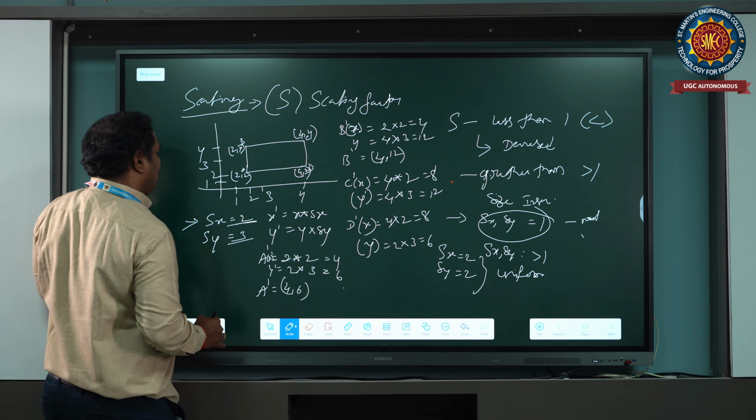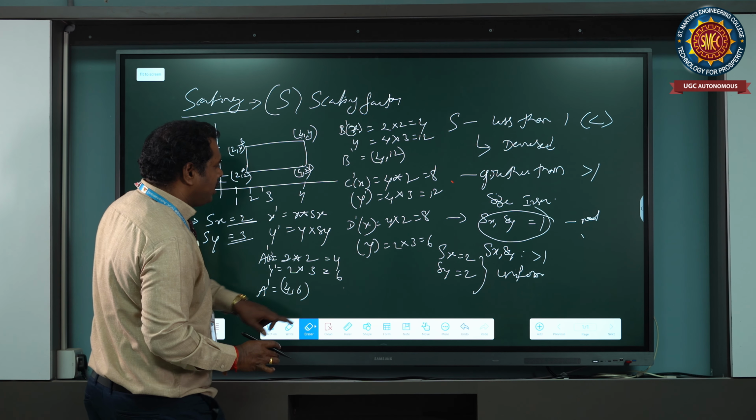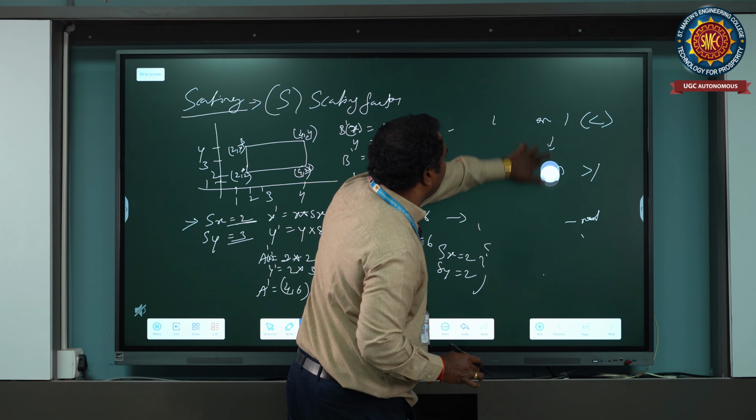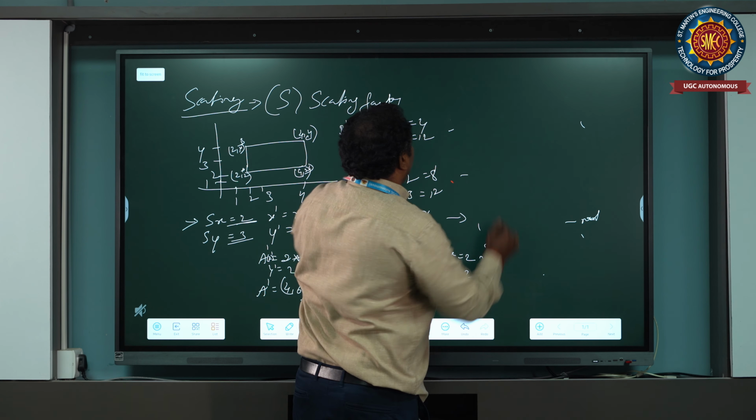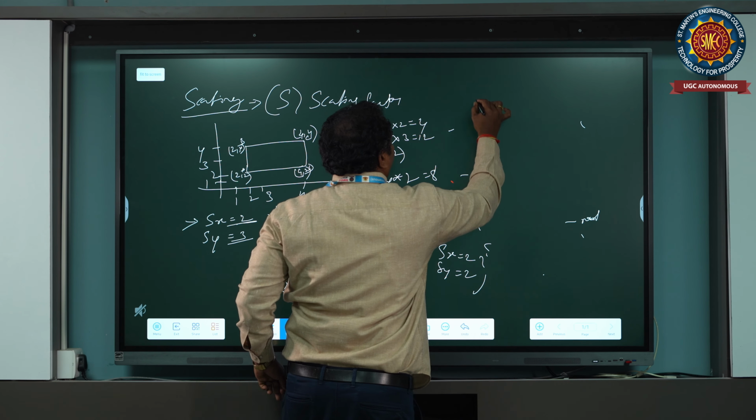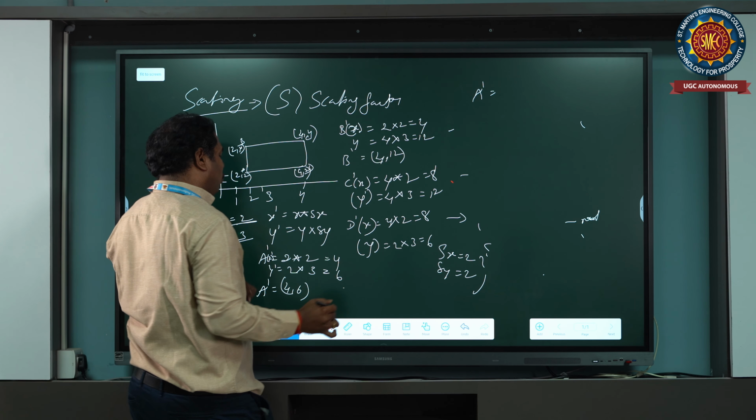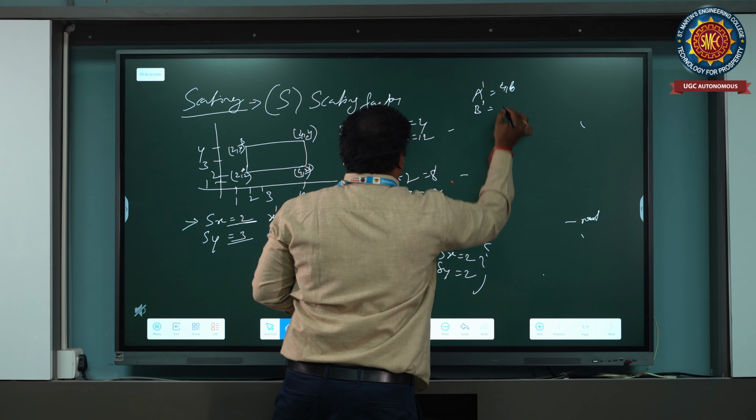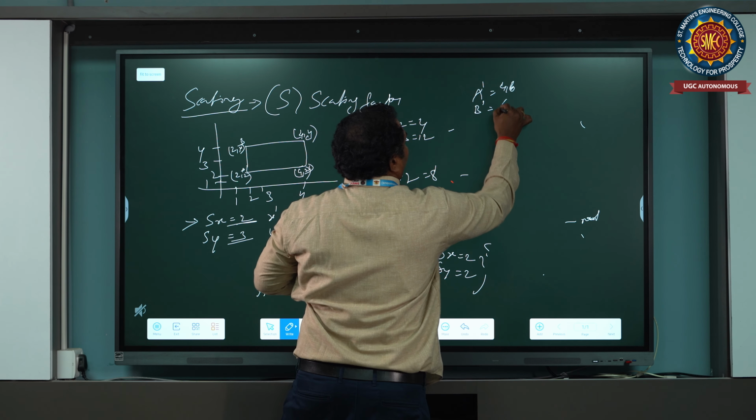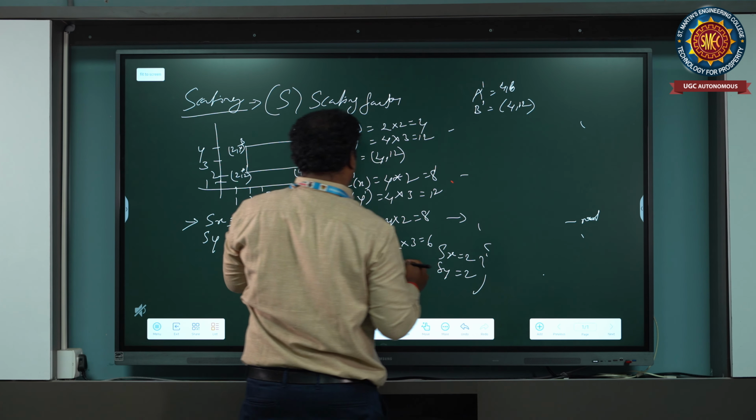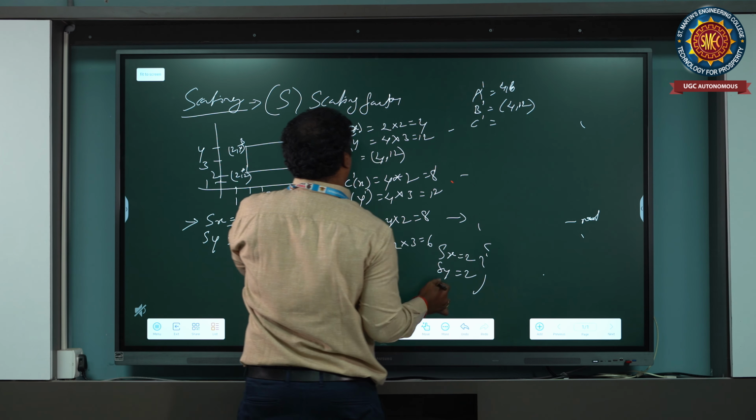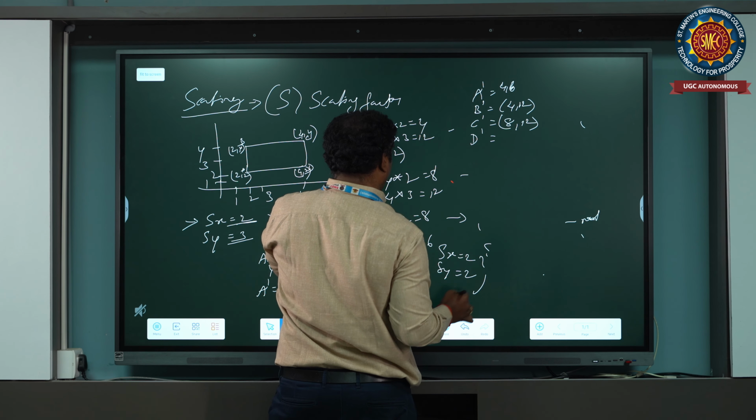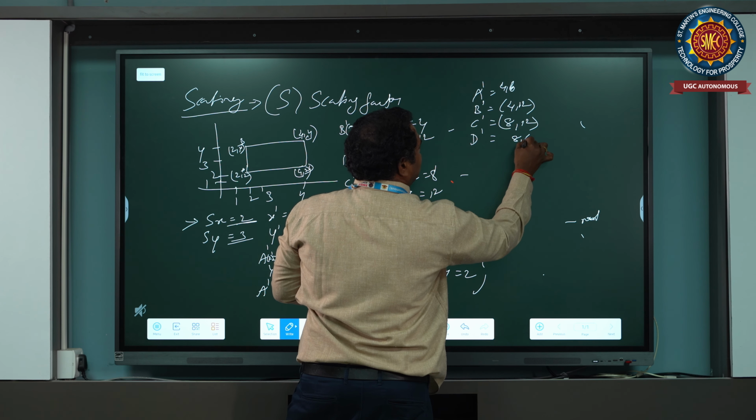It means the original point is (2, 2) and the new points are A bar equal to (4, 6), B bar equal to (4, 12), C bar equal to (8, 12) and D bar equal to (8, 6).